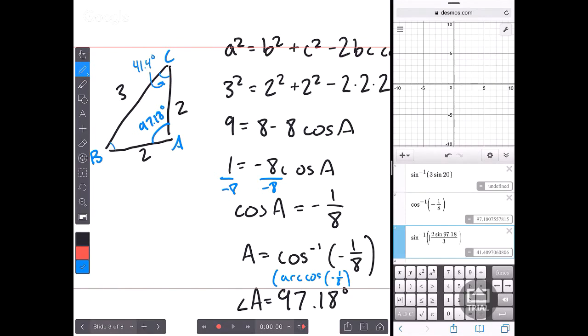And the other angle, we can hopefully figure out now. At least we've got 2 angles. The last one's going to make 180. So 41.4.